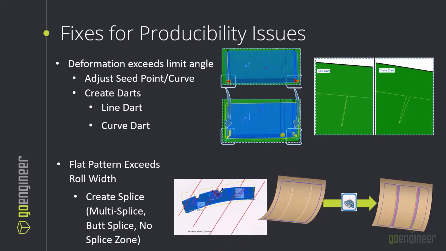So in this case, the producibility is showing that our roll is not going to work for this flat pattern with just one pass, and we need to cut and splice it. So we have the option to create different types of splices, one being a multi-splice, which will allow for overlap, a butt splice, which will not allow for overlap, and a no splice zone, which doesn't allow for splices at all.